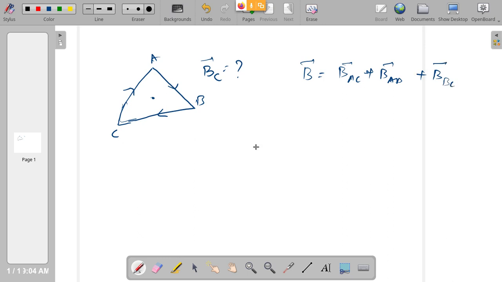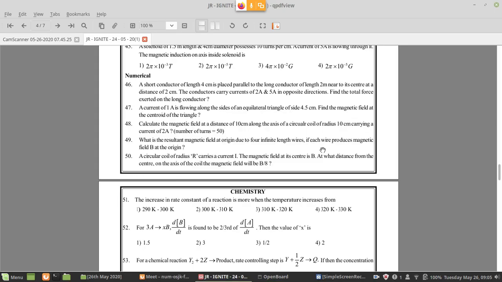But since we have the direct formula, we can directly apply it here. That is the formula we derived for B. So B is equal to 9 mu naught I by 2 pi L, where the length of the side is 2 pi L. So we get 9 into 4 pi into 10 power minus 7 into the current. The current is given here as 1 ampere only.